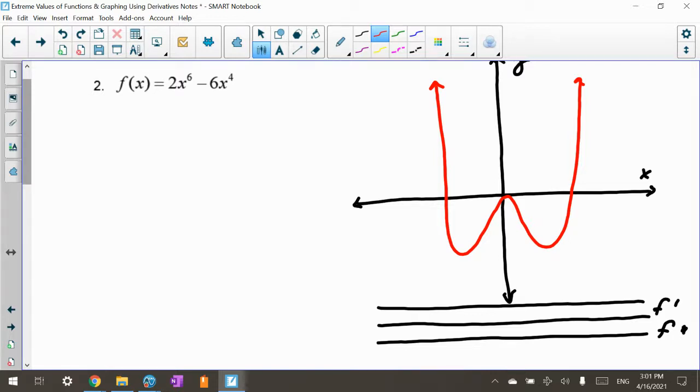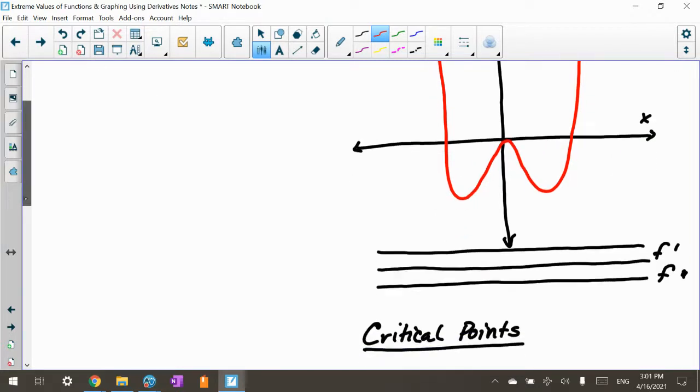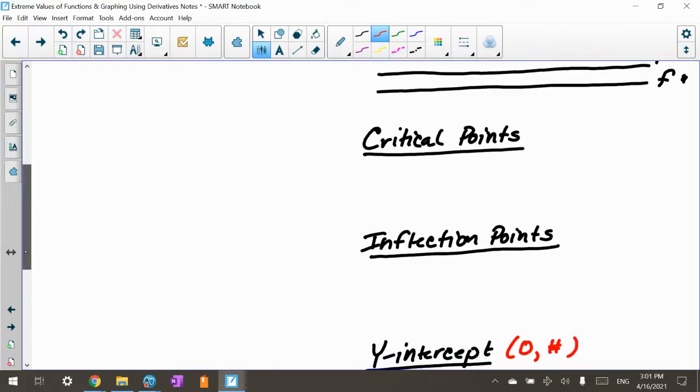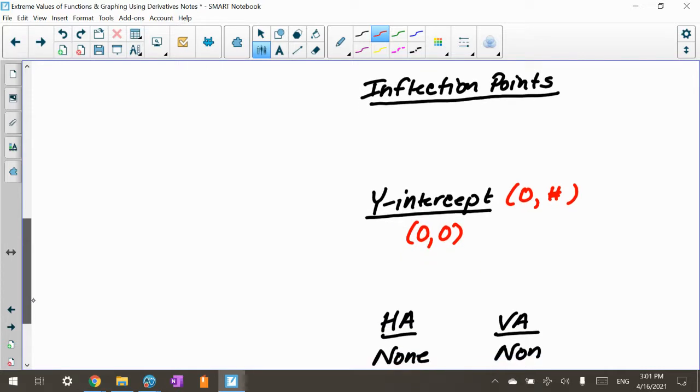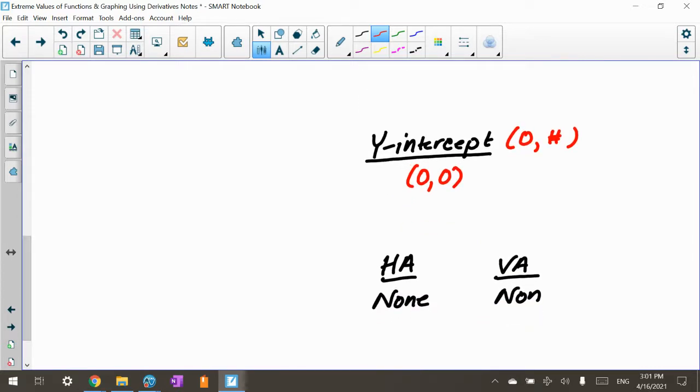I did my sketch, and I have my f prime and f double prime bar done. I also have set up my critical points, my inflection points, my y-intercept, my horizontal asymptote, and my vertical asymptote. So the first thing is, first of all, I can't spell none. I was able to put none for horizontal asymptote and vertical asymptote because this is a polynomial. And remember, for the horizontal asymptote, we had 3 rules.